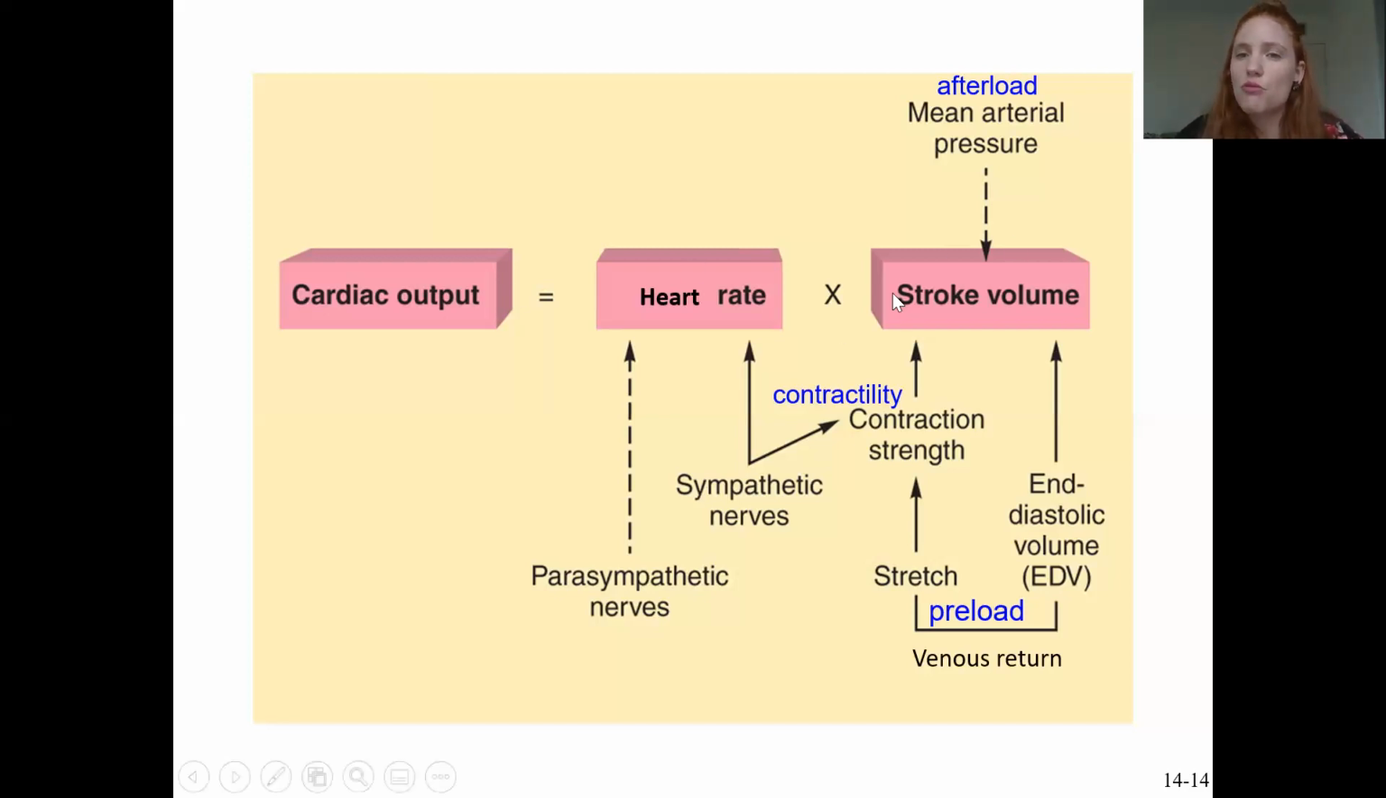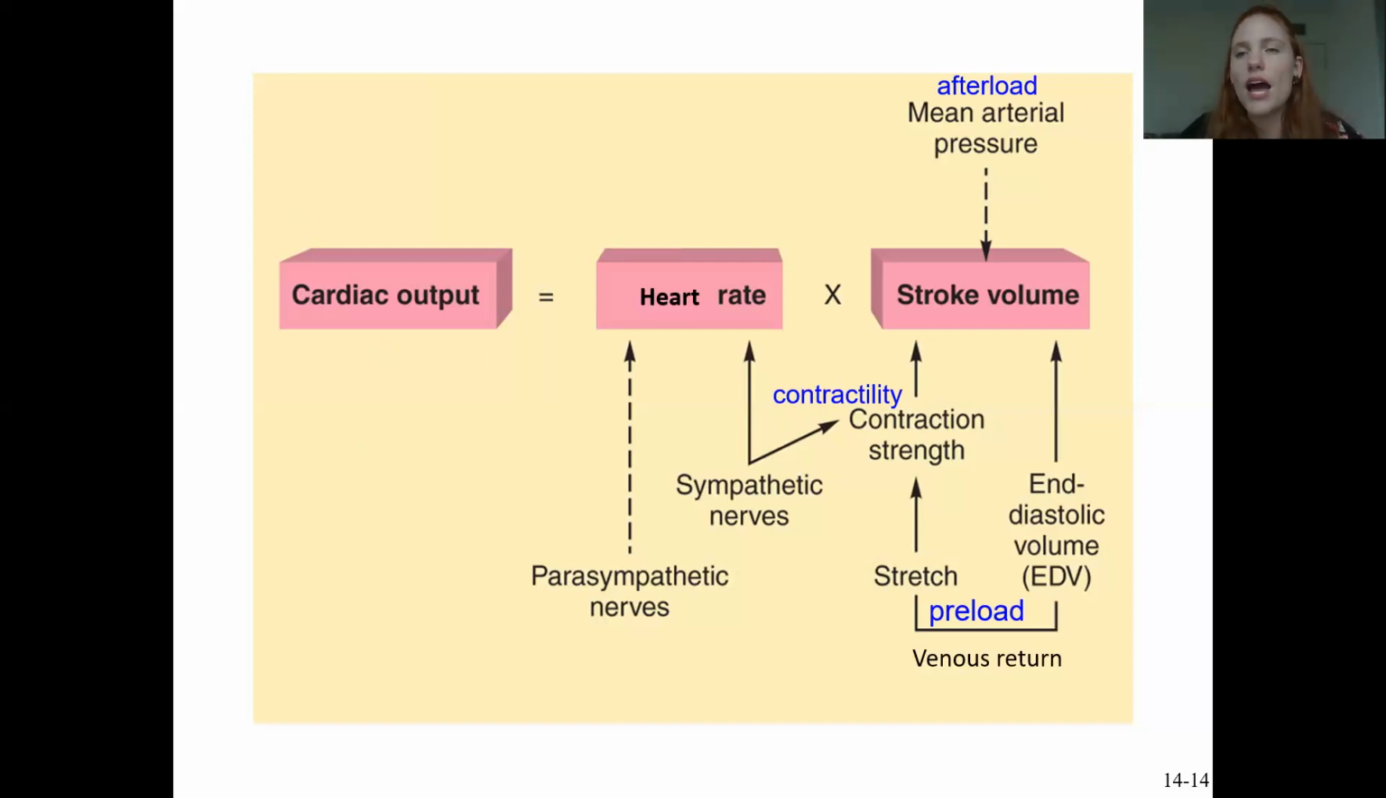Now, what about stroke volume? Okay, so what happens if you leave heart rate the same, but you increase the stroke volume? So you're still contracting as often as ever, but you're getting more blood out per contraction, so you're increasing stroke volume, more blood out per contraction, heart rate stays the same. What happens to cardiac output? An increase in stroke volume means an increase in cardiac output.